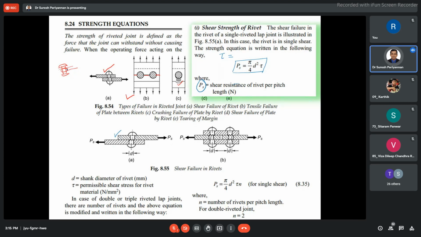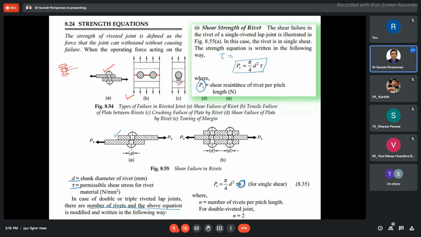per pitch length. We already discussed the pitch, the transverse pitch and margin, those things. Now the shear resistance of the rivet per pitch is called PS. See here, d is the shank diameter, and tau is the permissible shear stress. In case of a double or triple riveted lap joint, the number of shears changes, and we modify the above equation by using the notation n here.